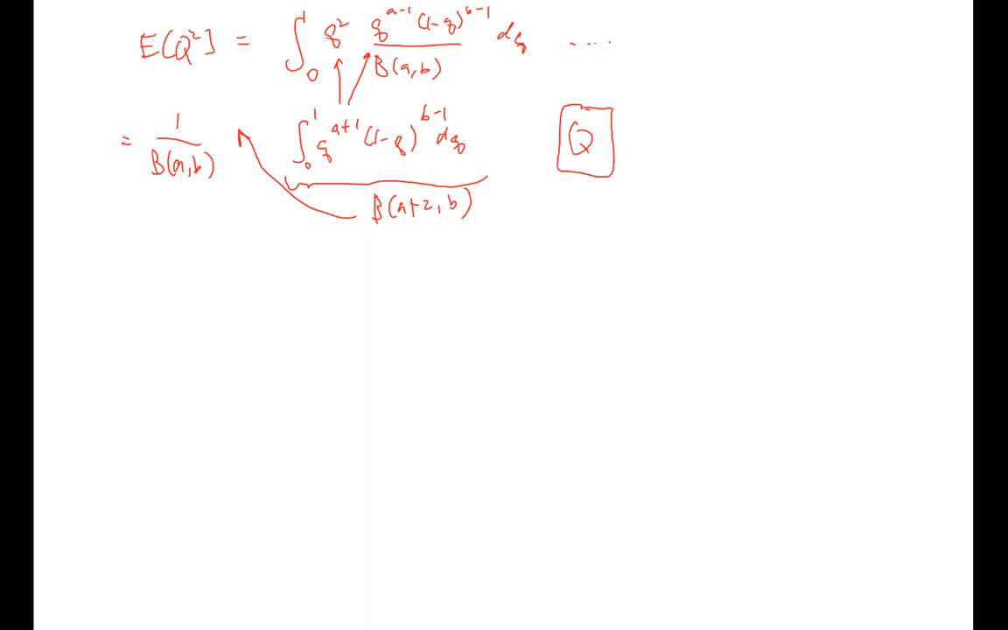Yeah, I guess maybe you guys are not back yet. I don't know. Okay, so it's able to find that also B(a+2, b). So this, therefore, expectation of Q squared is equal to B(a+2, b) over B(a,b), right? So can you complete that? It should not be very difficult.